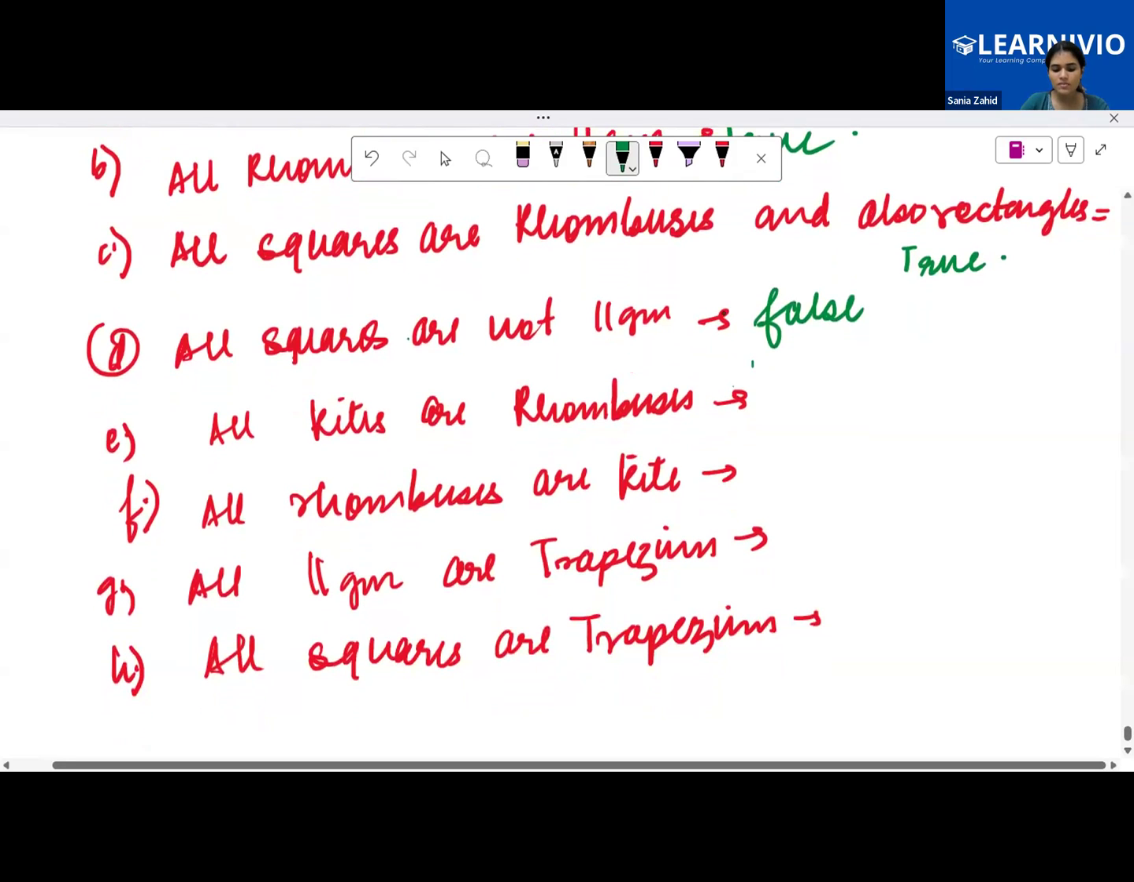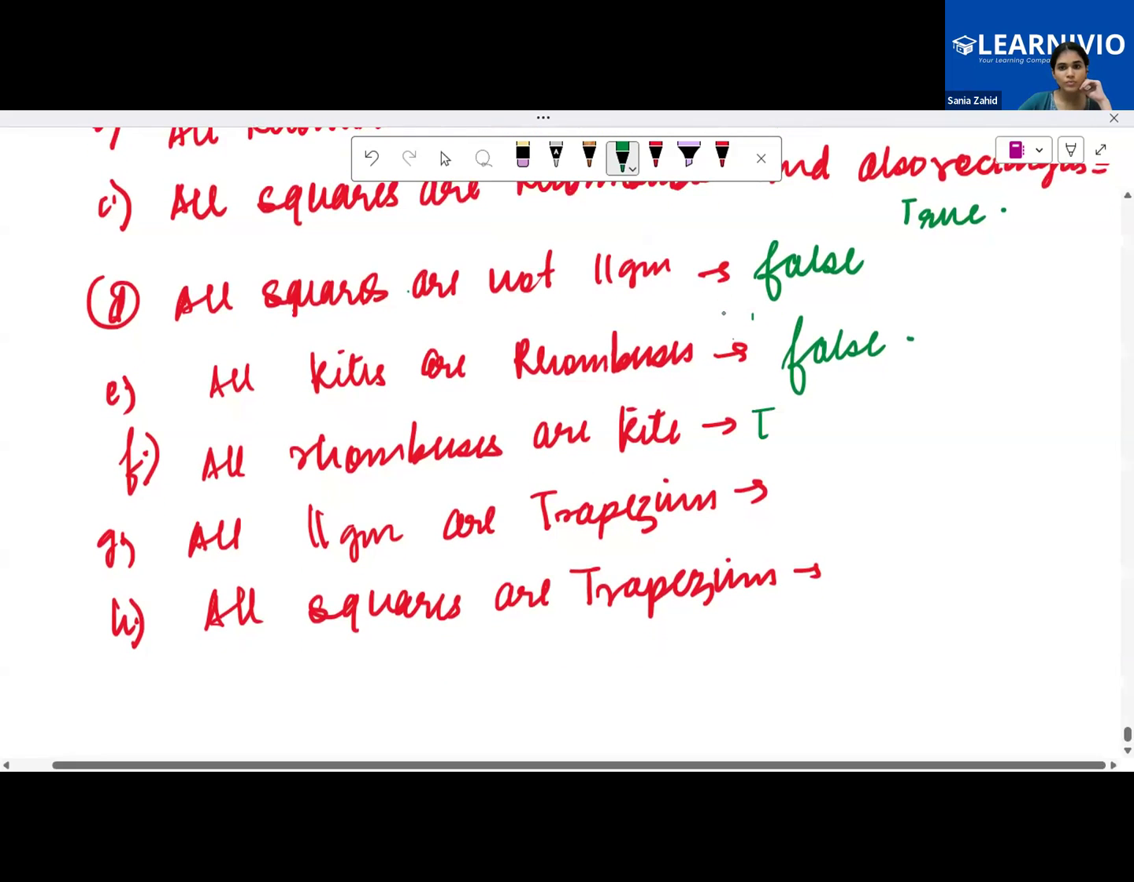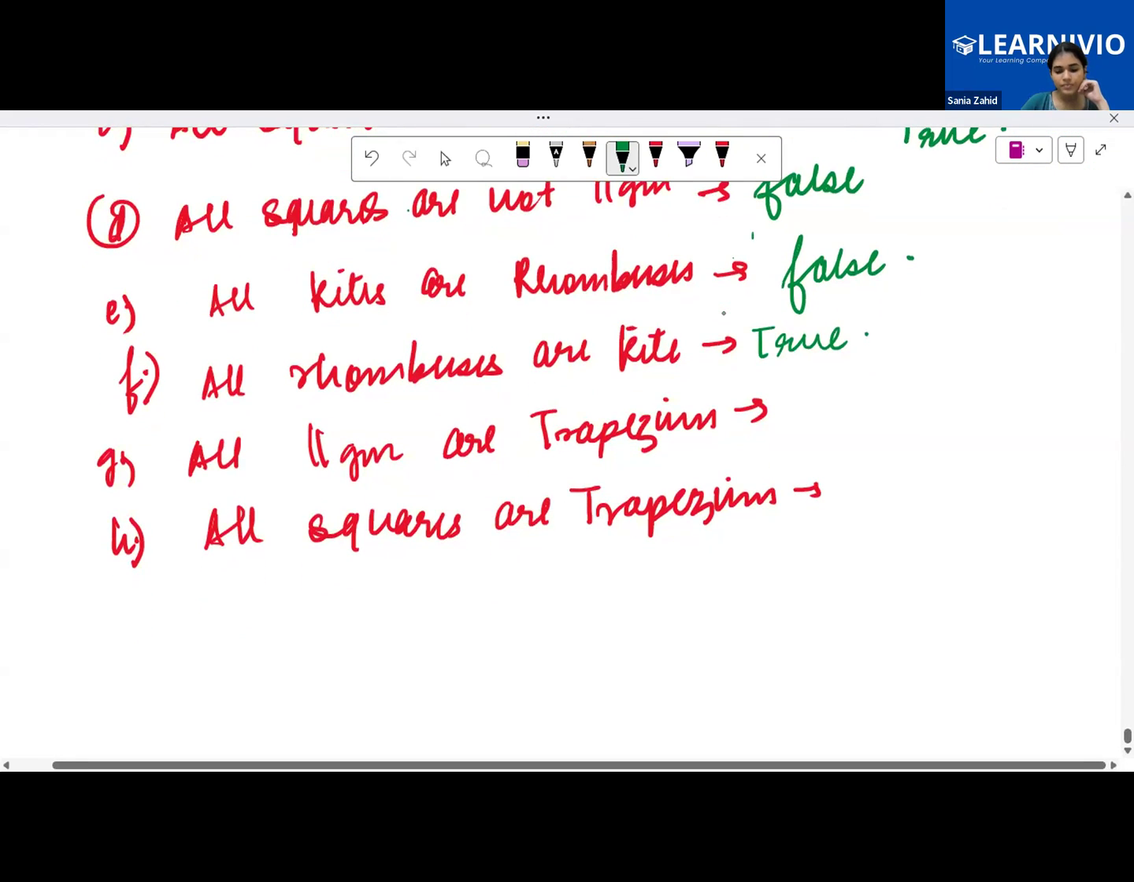So all kites are rhombus. True? Why true? No, ma'am, false. In a rhombus, all sides are equal, but in a kite, all sides are not equal. So all rhombuses are squares, right? No, all squares are rhombuses. Are you able to understand the difference? Yes, ma'am. Okay, all kites are rhombus, false. All rhombus are kites, true. Do you understand this? Yes, ma'am.